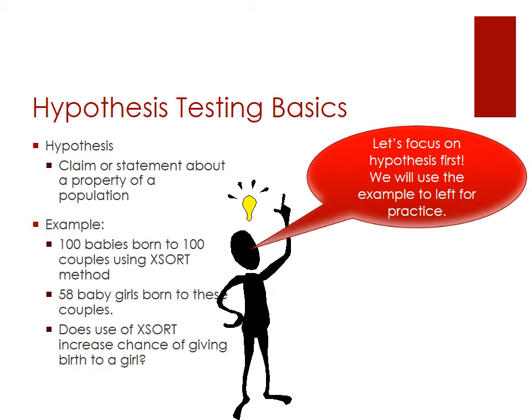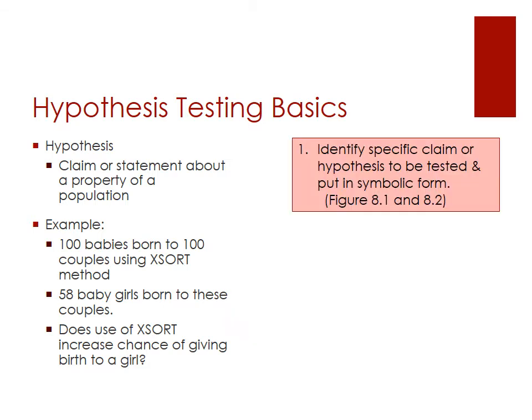So we're going to focus here first on getting our hypotheses, interpreting them, and pulling them out from a particular problem. And we're going to use this example here on the left. So the first step that we're going to see is we need to identify the specific claim or hypothesis to be tested, and we need to put that in symbolic form. Now these are going to be the steps that are outlined in your book in figures 8.1 and 8.2. However, I am adding in some additional steps to help break these down. I suggest you include my additional steps in your notes as well.